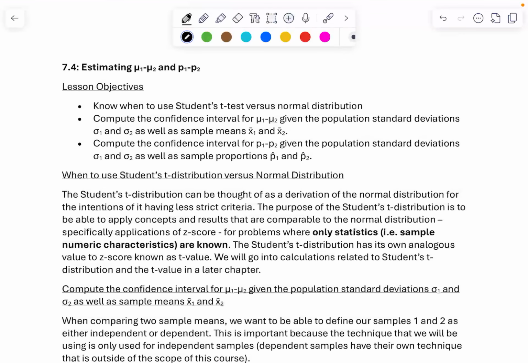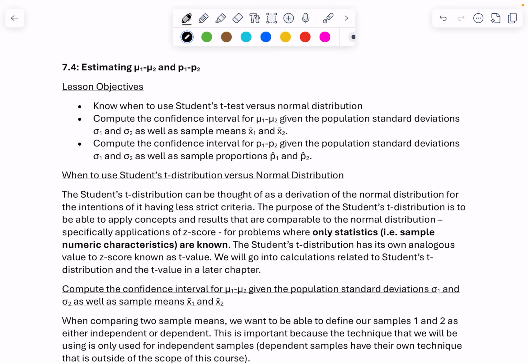All right, hi everybody. Welcome to our last section that we'll be looking at for Chapter 7 in this module, 7.4, where we're going to be estimating the differences in population means and the differences in population proportions. Everything that we've been doing up to this point, we've been comparing a sample statistic to a population parameter.